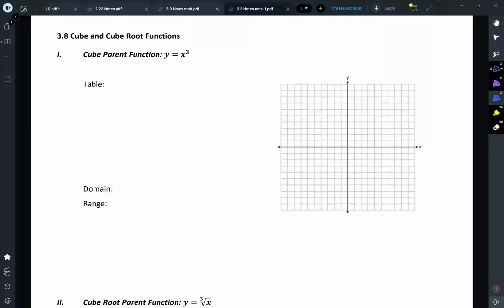Hello class, these are our notes for section 3.8 in Algebra 2, cube and cube root functions. So first we're looking at the cube parent function, and that means y equals x to the third power.